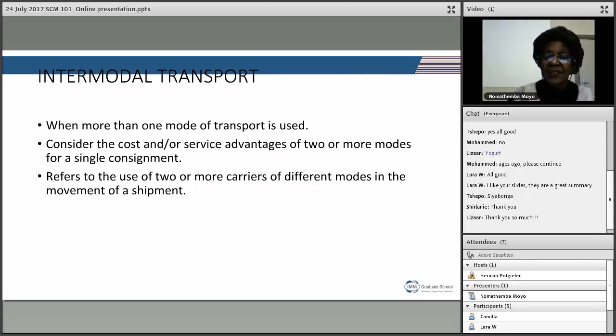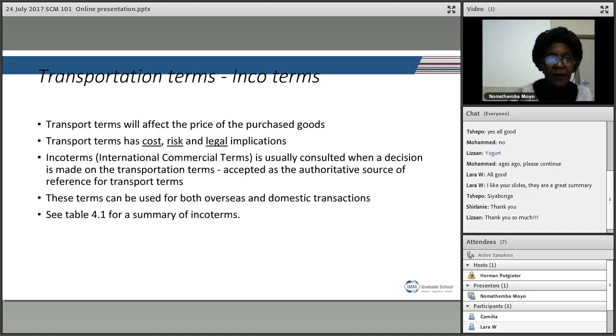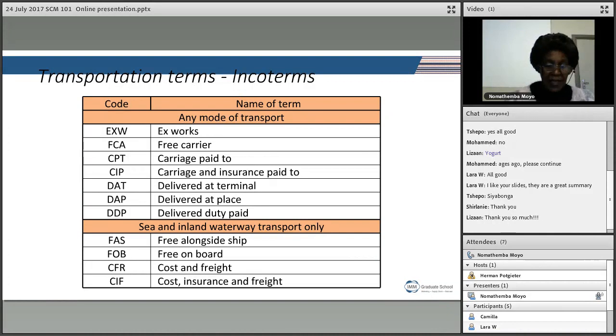Consider the costs or service advantages of two or more modes for a single consignment. It refers to the use of two or more carriers of different modes in the movement of a shipment. Typical intermodal combinations include air and road, maritime and road, maritime and rail, and maritime, rail and road.